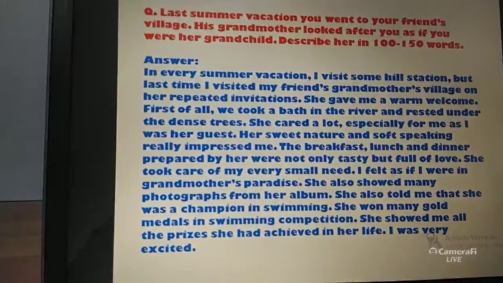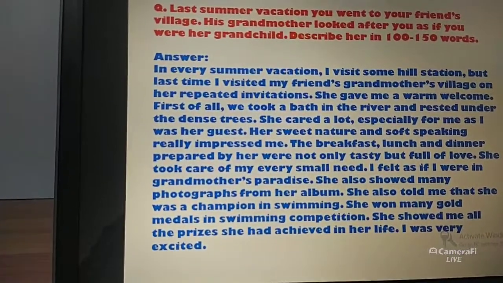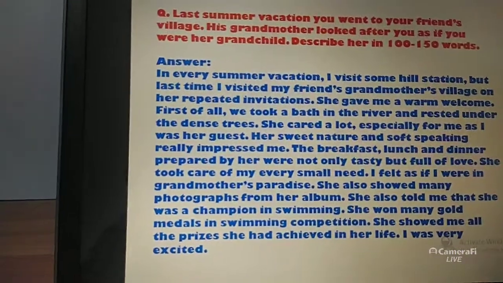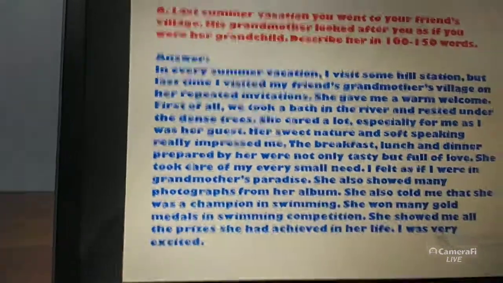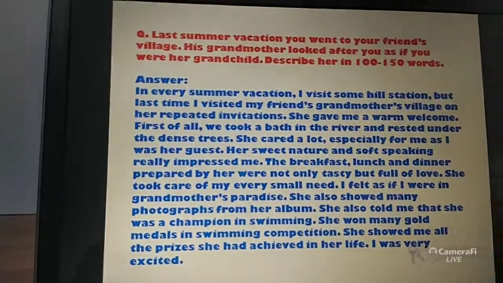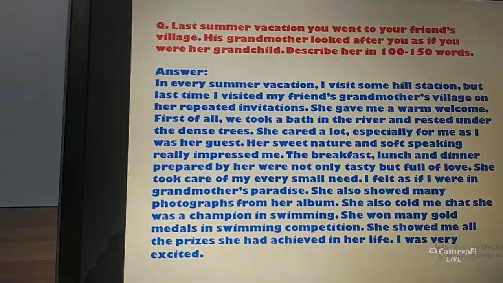Description of a paragraph, what type of body should we add? We should add the description of that person. We should paint a picture of that person. So in this way you keep these points in mind and practice writing. Only by practicing writing descriptive paragraphs can you actually answer the descriptive paragraph in detail.